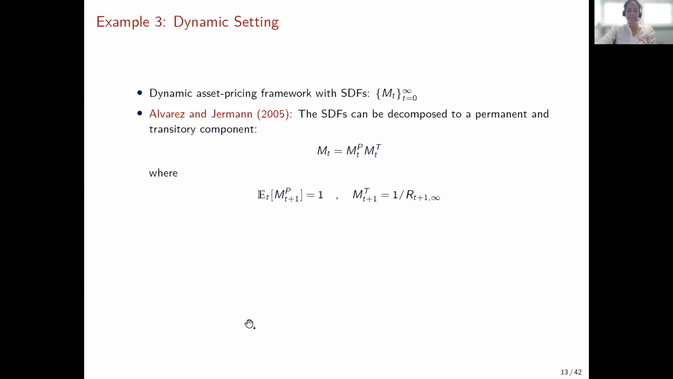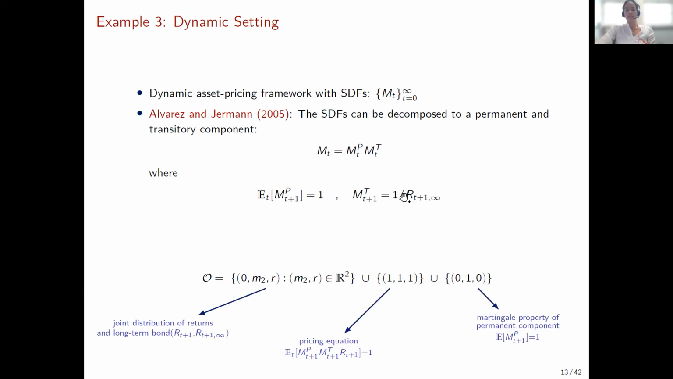Okay, last example. If we have a dynamic asset pricing framework where we want to decompose the stochastic discount factor into a permanent and a transitory component, we have the following restrictions. Alvarez and Jermann argue that you have a martingale restriction on the permanent component. The second restriction is that the transitory component of the stochastic discount factor is just the inverse of the gross return on the infinite maturity bond. So what does this imply? It implies the following observable sets.